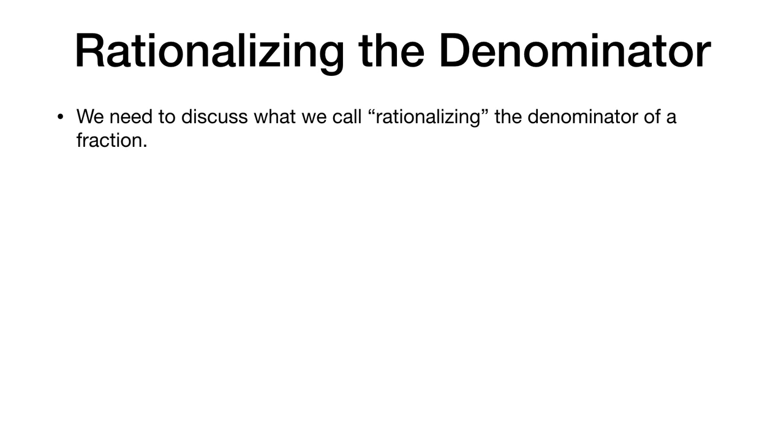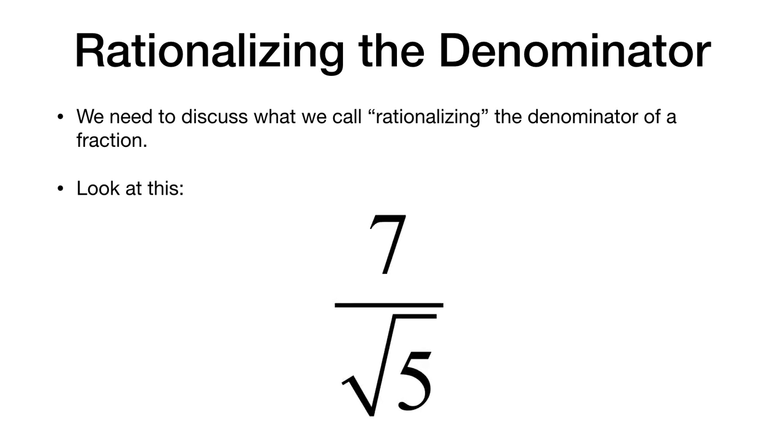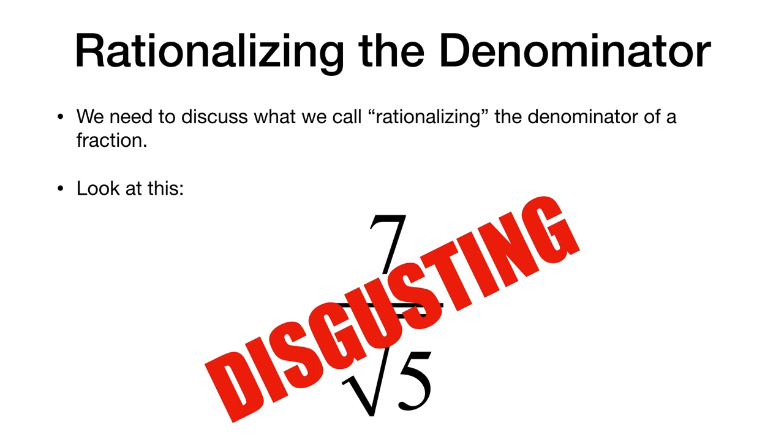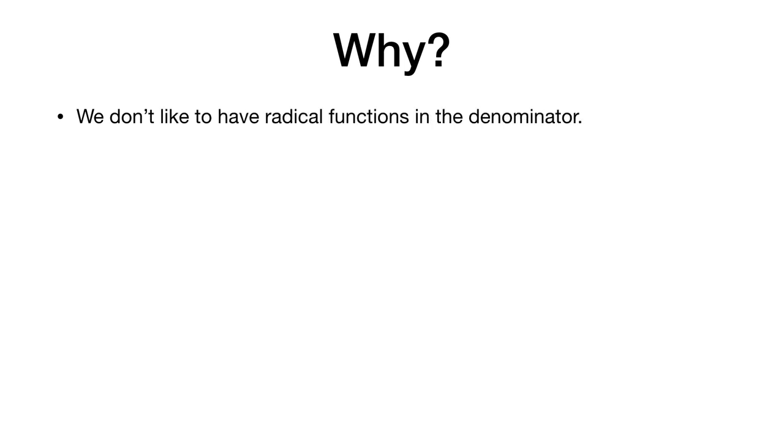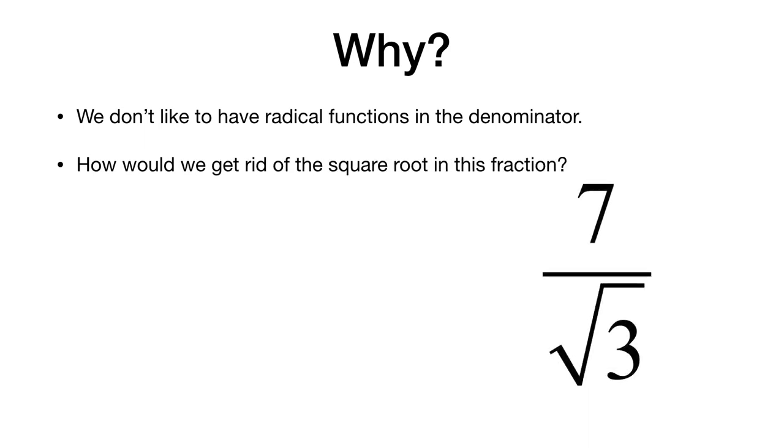So today we're going to talk about rationalizing the denominator, but we need to discuss what we call rationalizing the denominator. And so I want you to look at this right here. You see this fraction, 7 over the square root of 5. It is disgusting. Now I know what you're wondering. Why? And the reason why is we don't like to have radical functions in the denominator. So how would we get rid of the square root in this fraction?